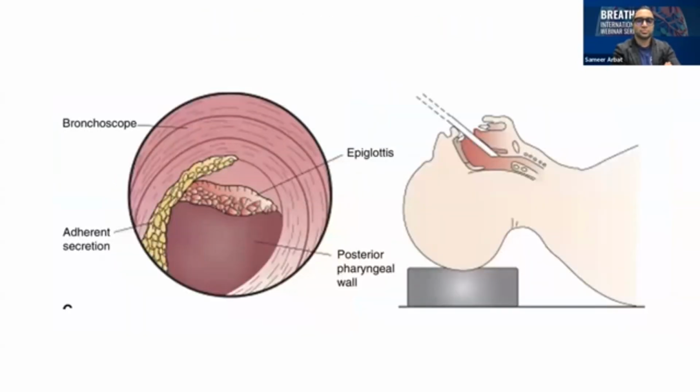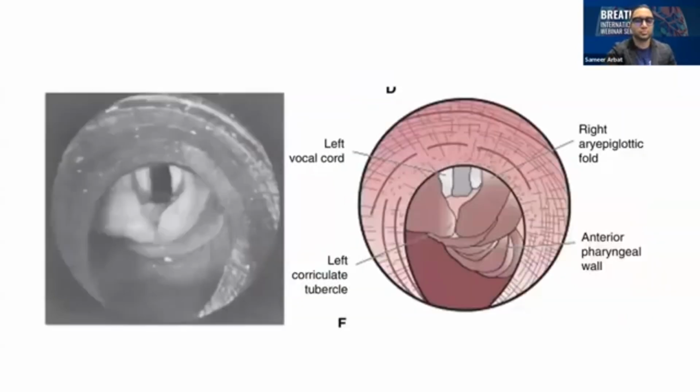The first anatomical landmark which you will see will be the uvula, and once you cross the uvula and go below, you will be able to see the epiglottis. What you have to do is bend your scope using your thumb as a fulcrum and make sure that you don't injure the incisors. And then you go below the epiglottis and see the vocal cord.